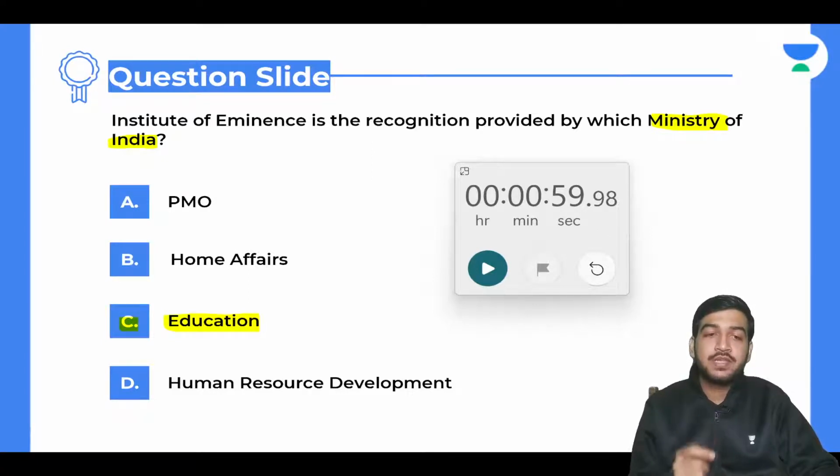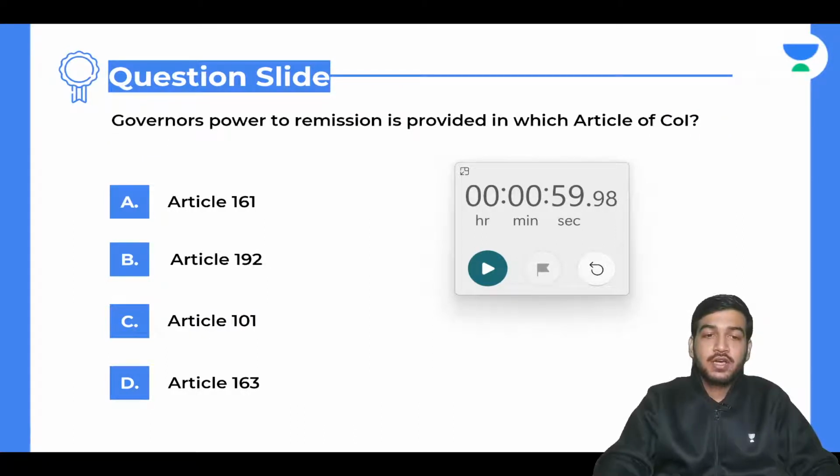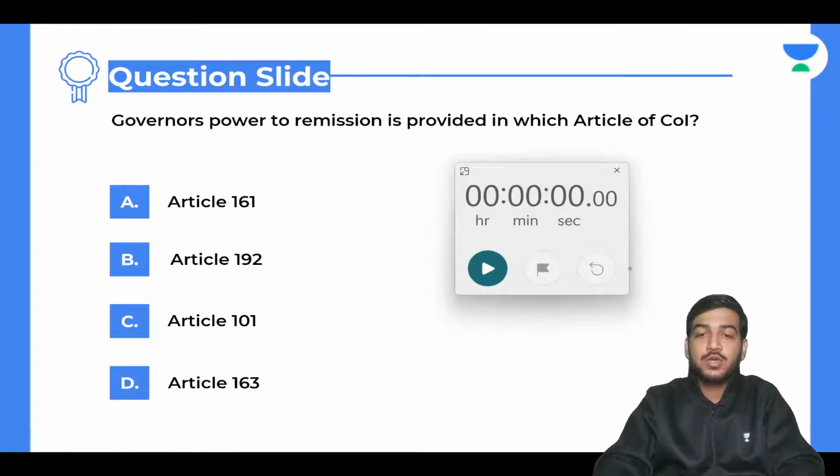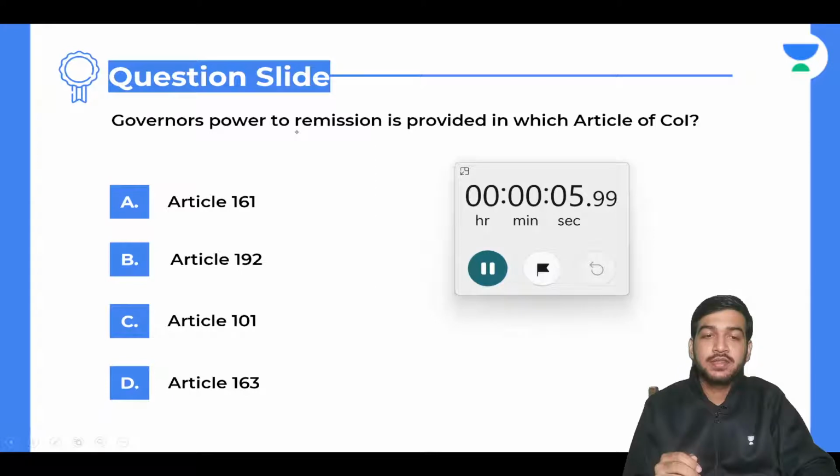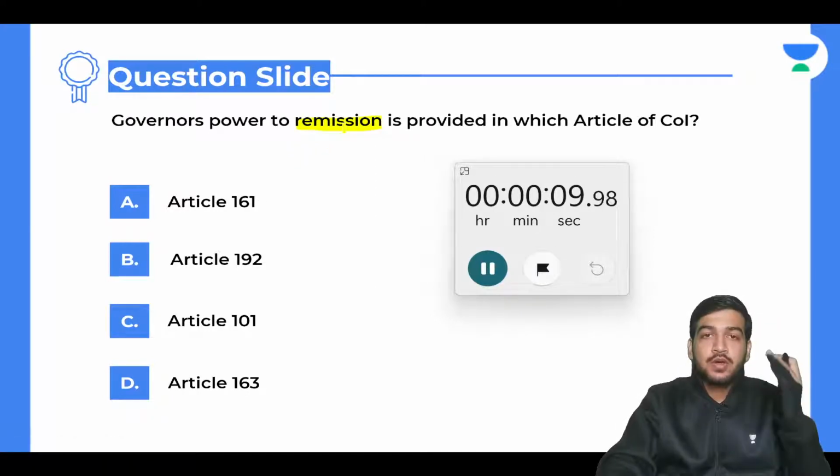So Ministry of Education is the ministry that gives the recognition. Next question, governor's power to remit is provided under which article of Constitution of India? Remission, okay, remission relates to reduction of sentence.